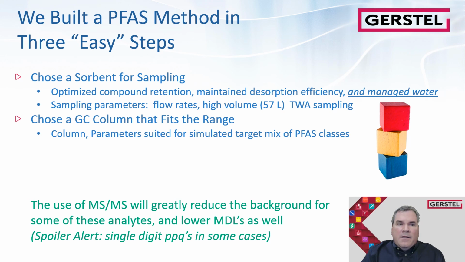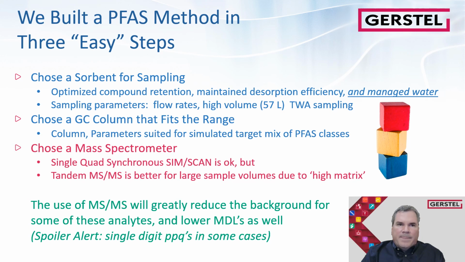So we end up building a method. We found a sorbent that worked, we found a column that worked, and in the end, SIM scan's okay, but tandem MS-MS is far better for large volume air sampling for indoor air or outdoor air if you're also doing large volume air sampling due to the high matrix at such a large volume sampled. So the use of MS-MS will greatly reduce the background for all of these analytes. Spoiler alert, actually down in the single digit part per quadrillion in some cases.